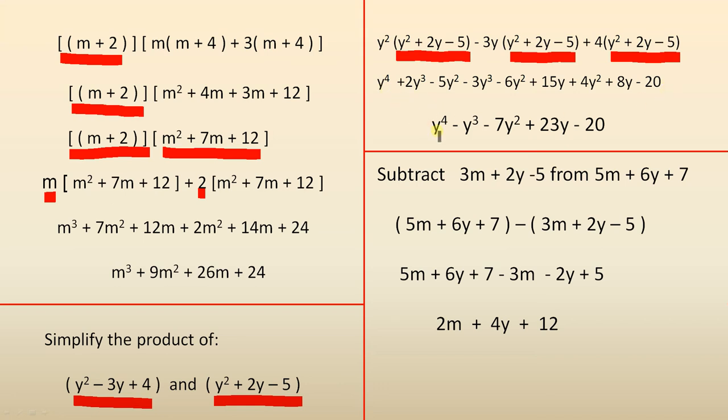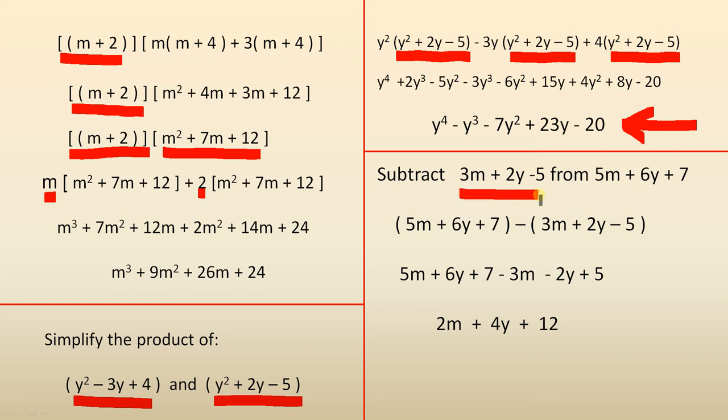There's your y to the 4th. Now we have 2y cubed minus 3y cubed is minus y cubed. Minus 5y squared minus 6y squared is minus 11y squared. Plus 4y squared, that gives you minus 7y squared in the answer. 15y plus 8y is 23y, and there's your minus 20 there. So there is your answer.